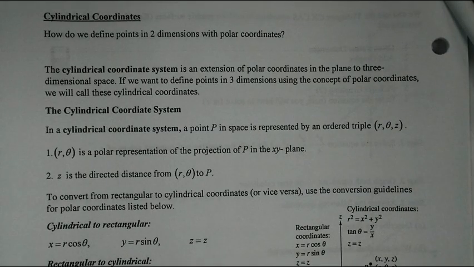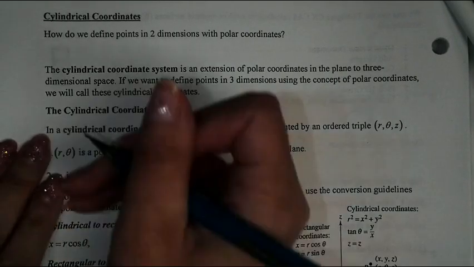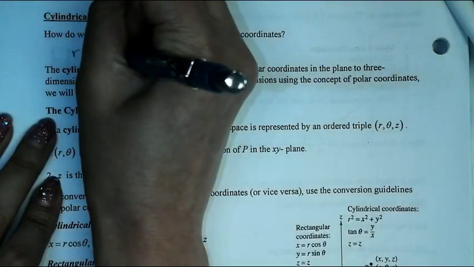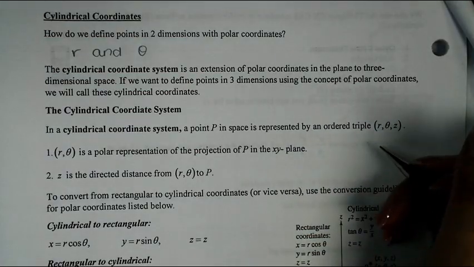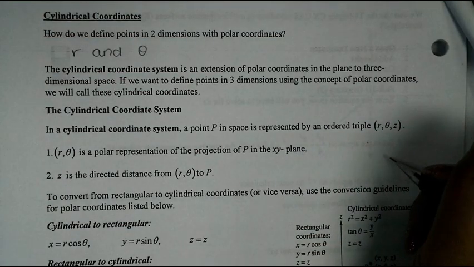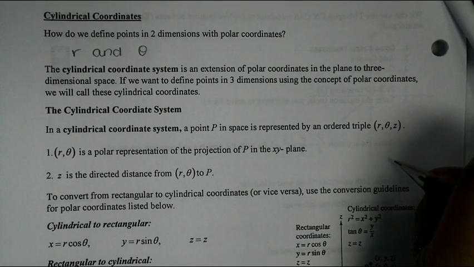Hi guys, today we're going to learn about cylindrical coordinates. So, how do we define points in two dimensions with polar coordinates? Well, what you were doing back in pre-calculus was finding r and theta. The cylindrical coordinate system is an extension of polar coordinates in the plane to three-dimensional space. If we want to define points in three dimensions using the concept of polar coordinates, we call this, instead of polar, cylindrical coordinates.